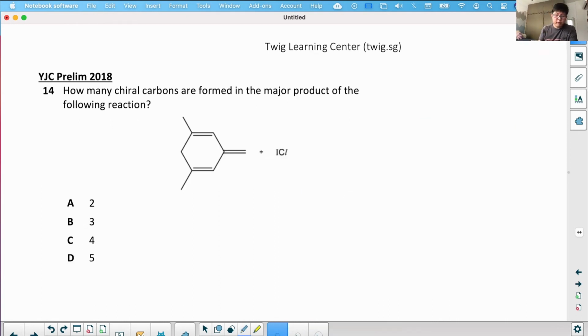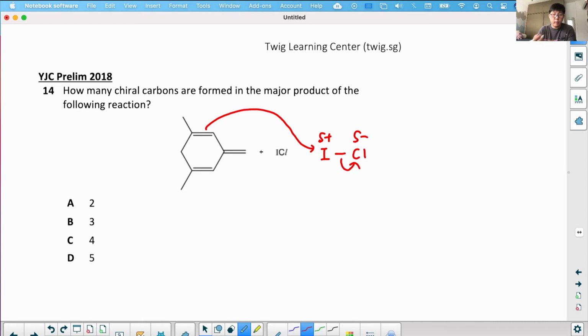Okay, let's look at question 14. How many chiral carbons are formed in the major product of the following reaction? So you're going to add ICl. When I add ICl, I and Cl have delta minus, delta plus. So the double bond will always attack the I first, and then it goes to Cl, and you must draw the major product.